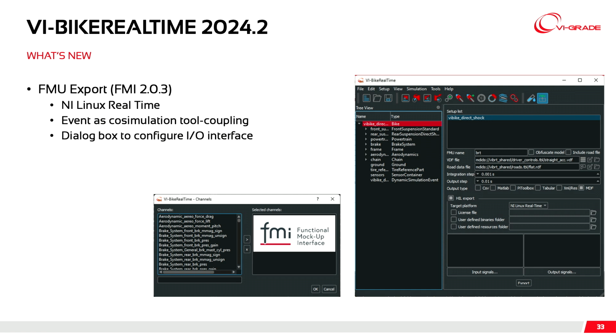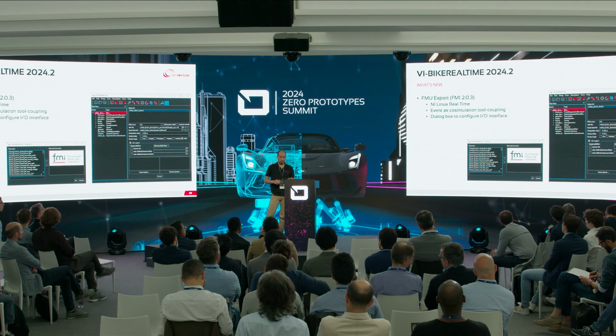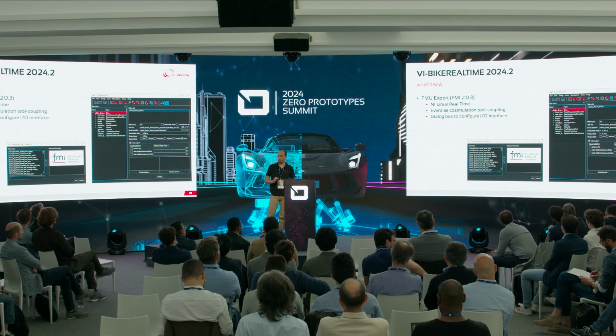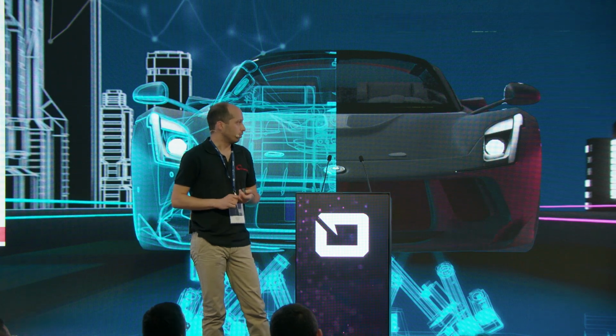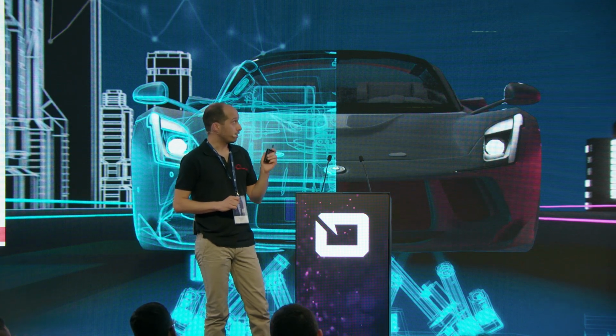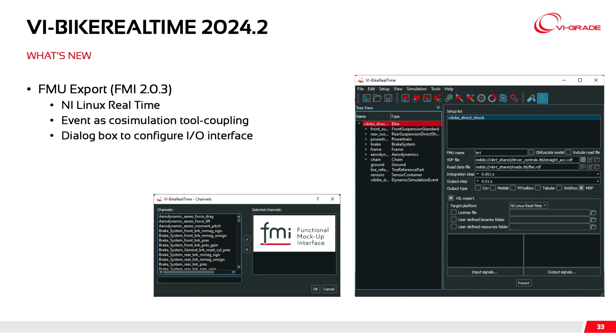In VI-BikeRealTime, we adopted the same approach. So also in VI-BikeRealTime 2024.2, you will have the possibility to export the model as an FMU. The target is NI Linux Real-Time. And again, like in Motorcycle, you have a dialog box in which you can set the inputs and outputs that you want the FMU to exchange with the hardware, or not necessarily the hardware. And the FMI standard used is 2.0.3.